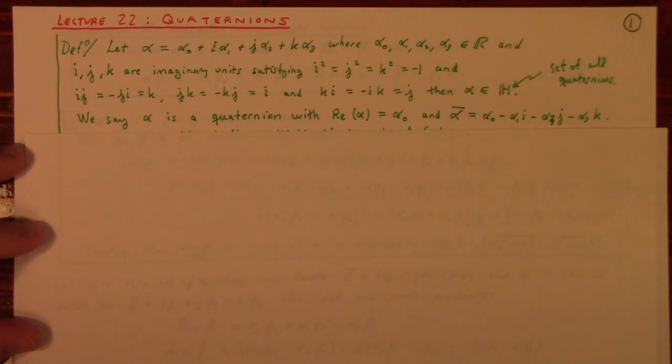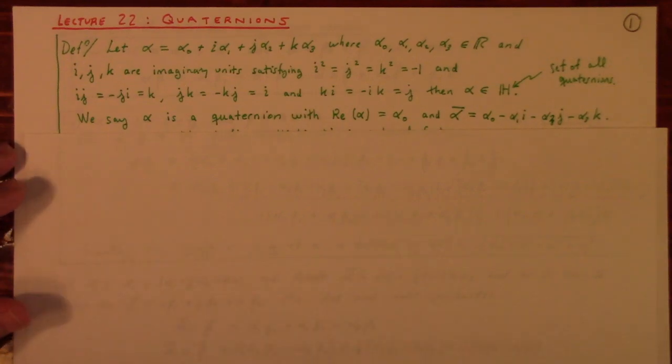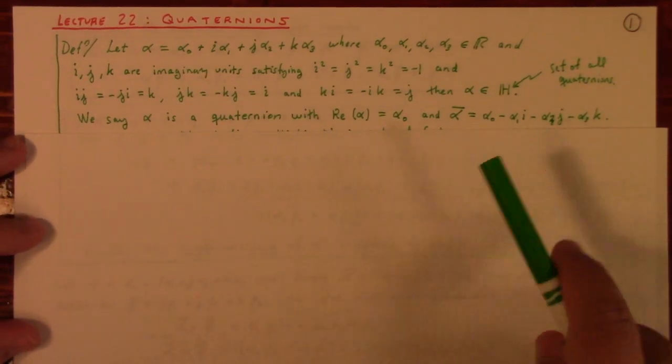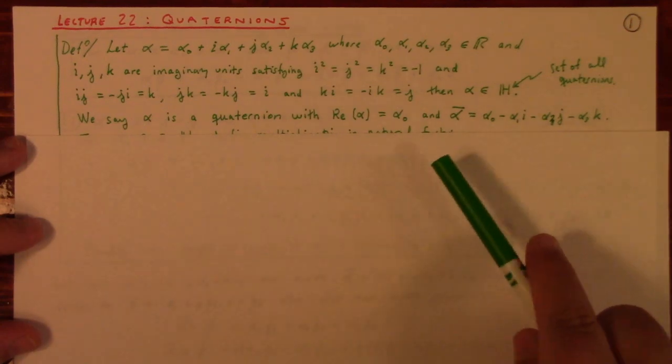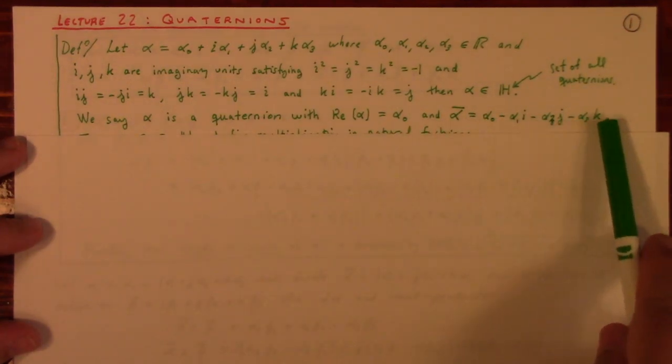The conjugate of alpha, which I'll denote alpha bar in this lecture, you just put minuses on the imaginary units like that. I don't have my correction pen, so we'll just have to suffer the scribbling.